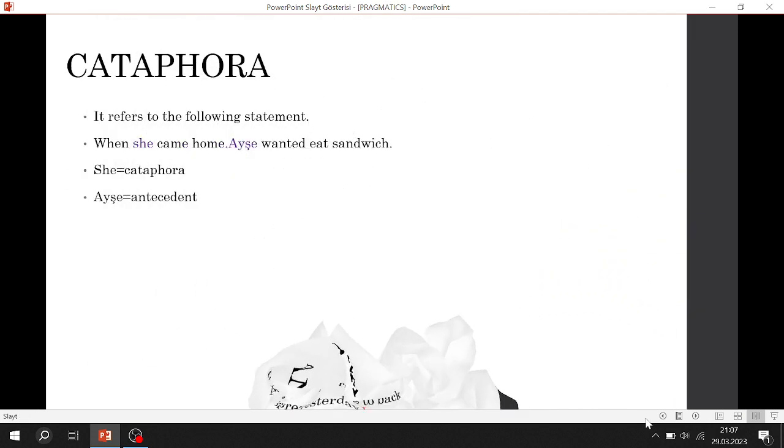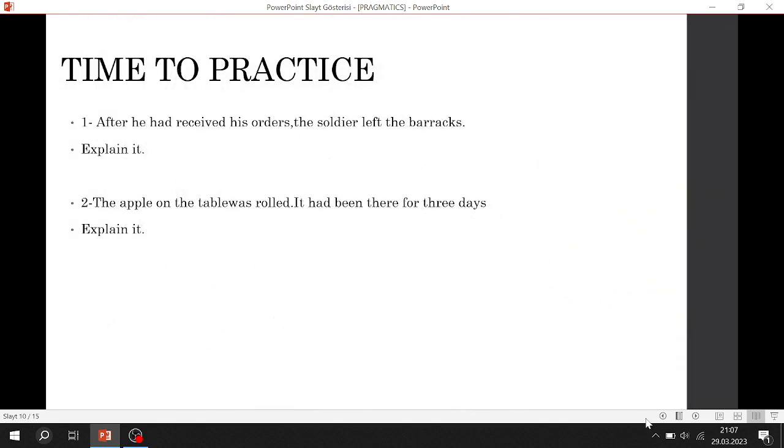And of course, there is cataphora. It refers to a following statement. Anaphora refers back. Cataphora refers to a following statement. They are really opposite. When she came home, Ayşe wanted to eat a sandwich. She is cataphora because it refers to the following statement. What's the following thing? Ayşe. Ayşe is the antecedent.